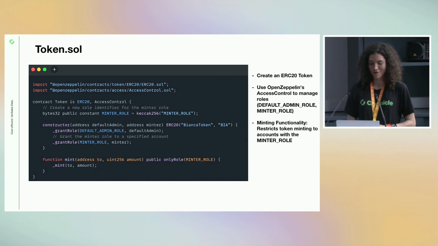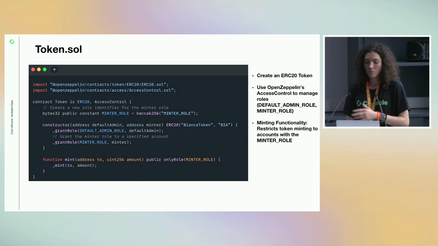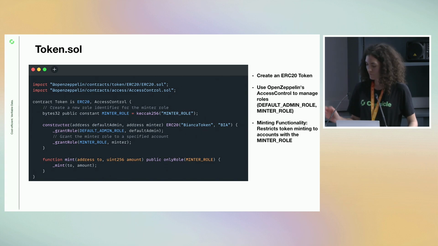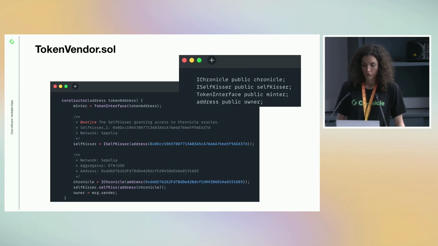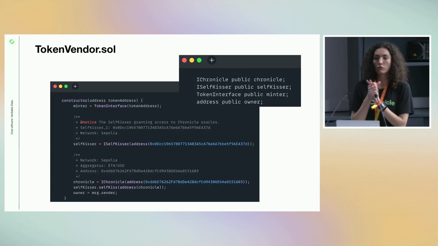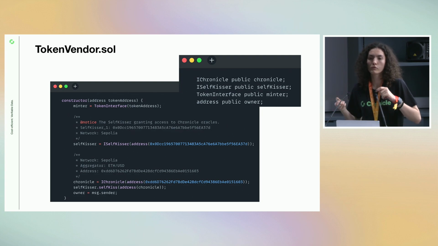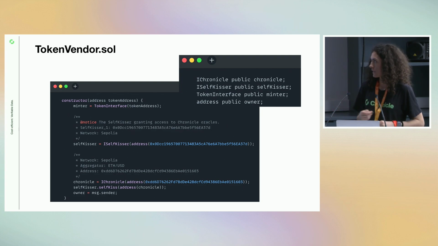I put the name of the token, the ticker. Feel free to customize it for yours if you follow along. And I think we're good to go to the token vendor. So the token vendor basically will be the smart contract where we're going to send our ETH, and in exchange, we'll get this token that we just created.